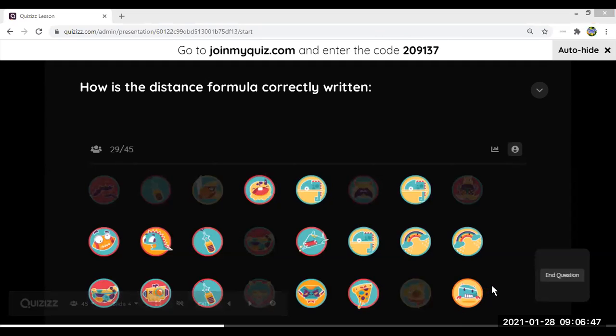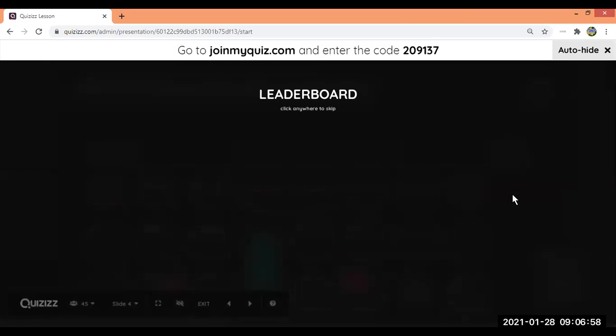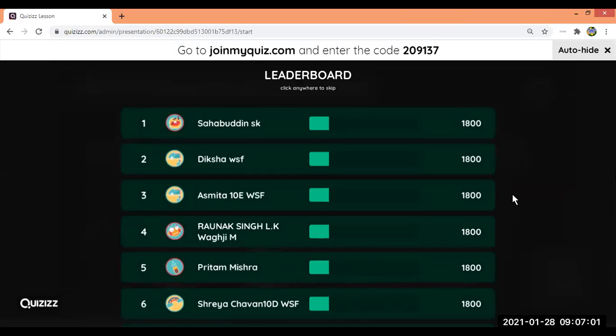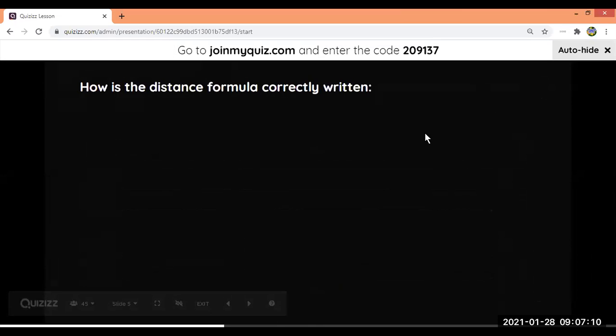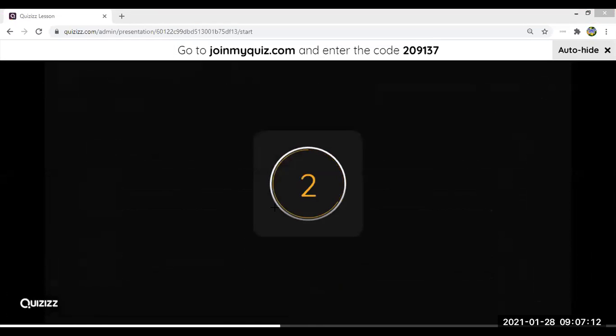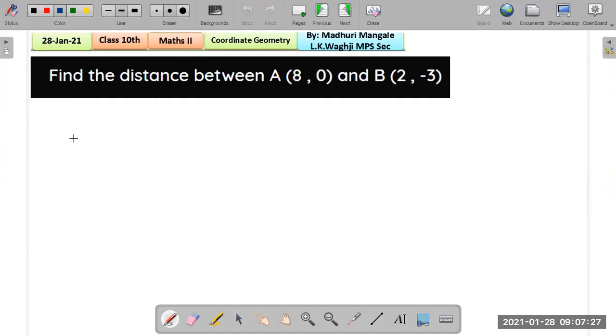Again 30 of you have submitted it. So let me end it. Ending the question will give us the score. Let us see how many of you have scored it right. Fantastic. 20 of you have got it right. For those who got confused, let us look at the Zoom board. Please come back to the Zoom screen and check. This is the correct formula: x2 minus x1 the whole squared plus y2 minus y1 the whole squared. This was the correct choice. Fine. We move to the next question.